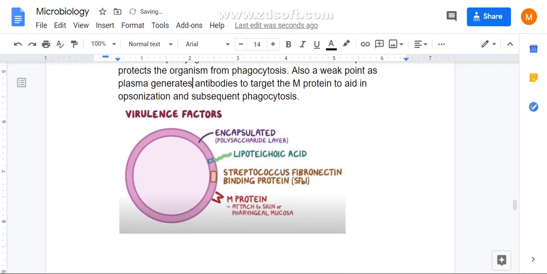Okay, we're just showing you how it might look. You have a polysaccharide layer, lipoteichoic acid. You don't need to worry about this right now. We'll get into this later. Streptococcus fibronectin binding protein, I'm guessing this is to help it bind to surfaces. M protein also helps it adhere to surfaces as well.